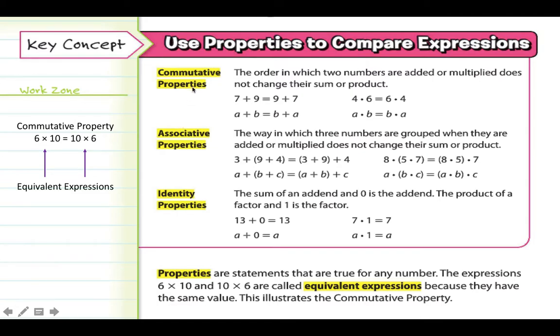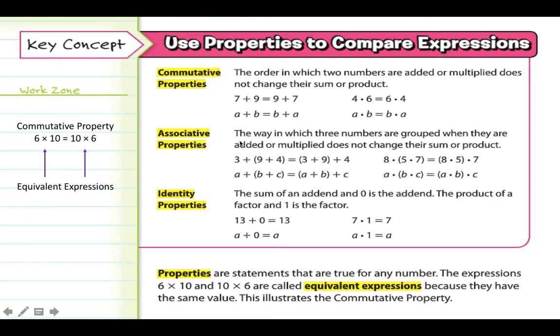Now the commutative property is a property that says the order in which 2 numbers are added or multiplied does not change the sum or product. Notice here, we're adding 7 and 9 and 9 and 7, and we're going to get the same answer either way. The same thing is true for when we multiply 4 and 6. 4 times 6 should get us the same thing as when we multiply 6 times 4.